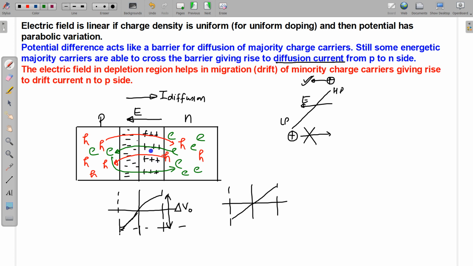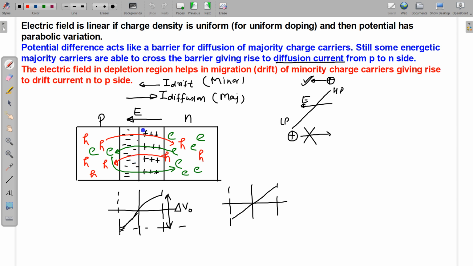So due to this, the current is called drift. Hole is moving from N to P, and hole is like a positive charge, so drift current will be in this direction. So there are two kinds of current across the junction. One is known as diffusion, which is due to majority charge carriers, and the other is drift, which is due to minority charge carriers. So the electric field is helping drift, but it is acting like a barrier for diffusion.